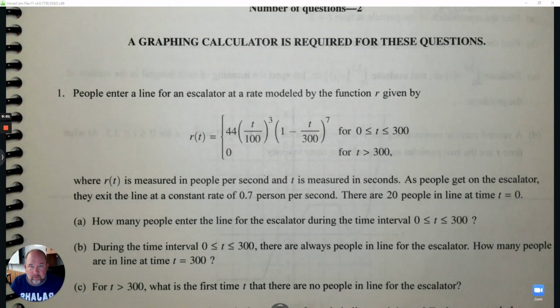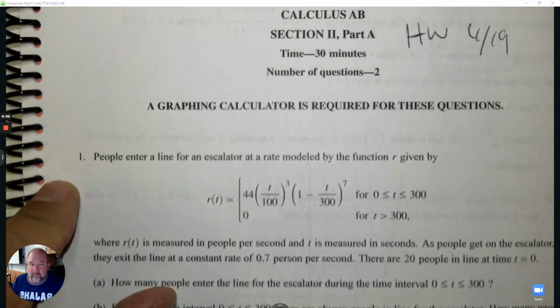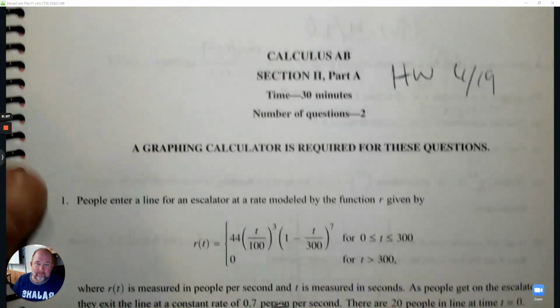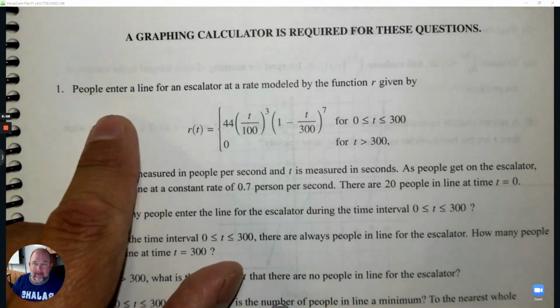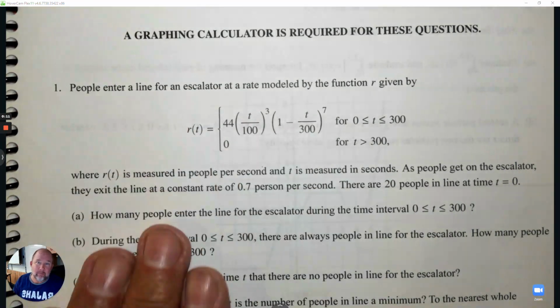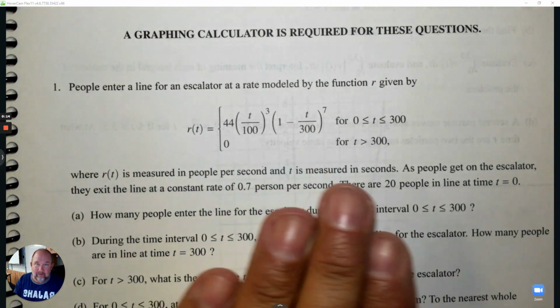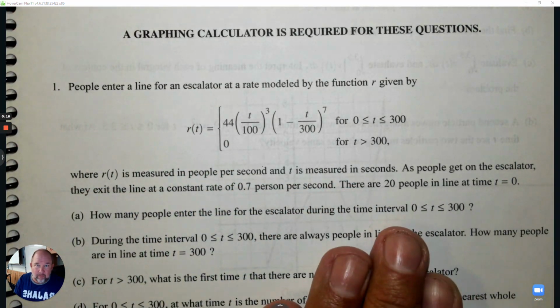Here is your homework solution for tonight. This is the actual first question from the 2018 exam. So people enter a line. Do you recognize the type already? Is it a table? Is it a graph? Is it a differential equation? Is it a particle moving, velocity, acceleration?